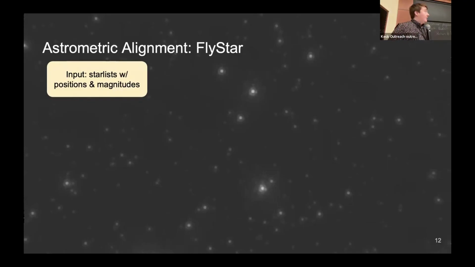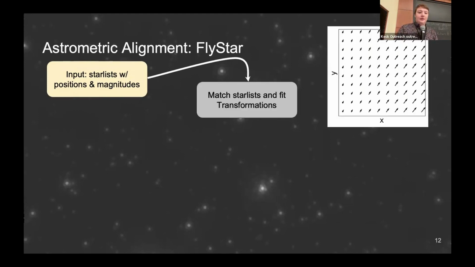So this is a code called FlyStar that we run, where we start with a catalog of stars from each of our observation epochs, with their positions and magnitudes. FlyStar will match these star lists to each other and fit them with transformations to account for any small distortions that remain in those images.